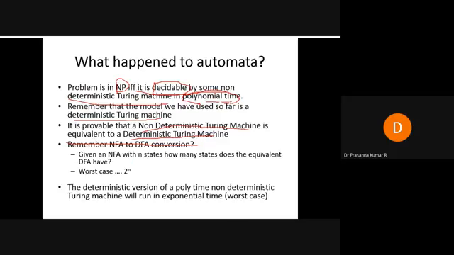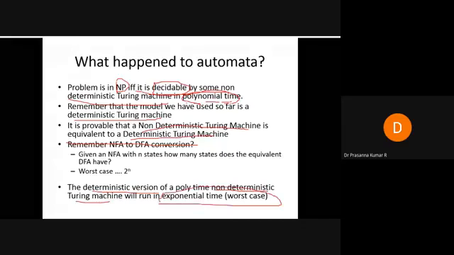Here the deterministic version of a non-deterministic Turing machine will run in exponential time. That is the worst case, so it will take exponential time. Probably you have to revisit these terms with your earlier DAA classes. But don't worry, if you don't remember all those things, just keep in mind that the deterministic version of a poly time non-deterministic Turing machine will be in exponential time.